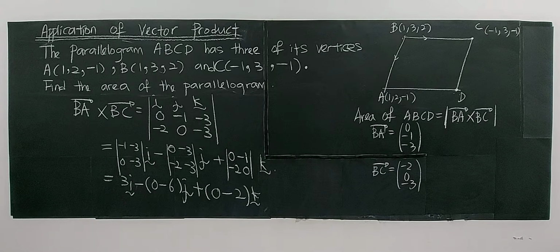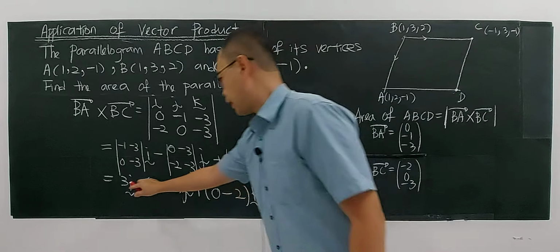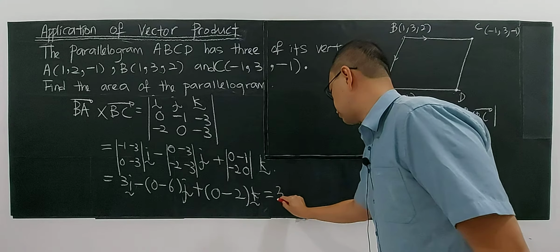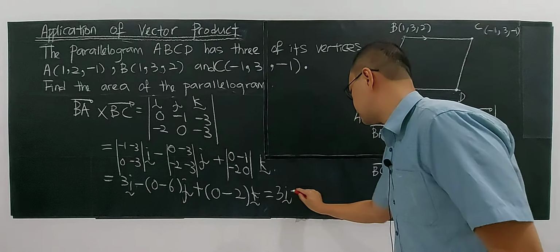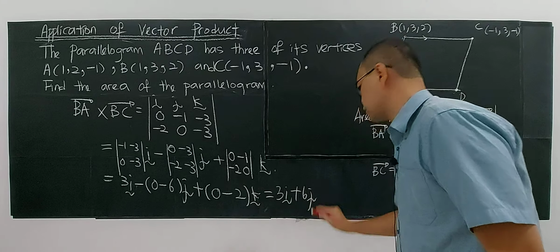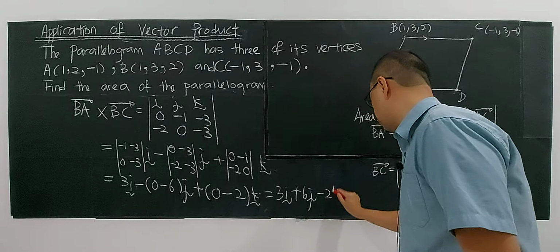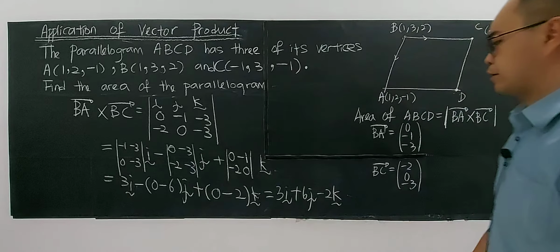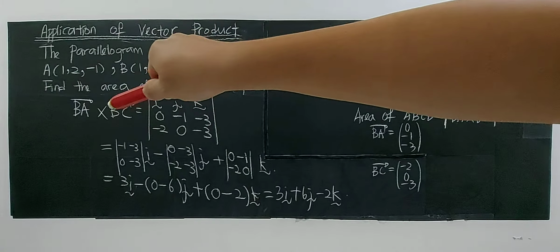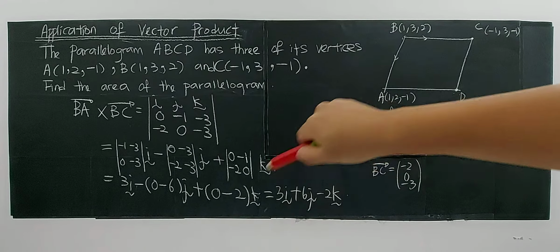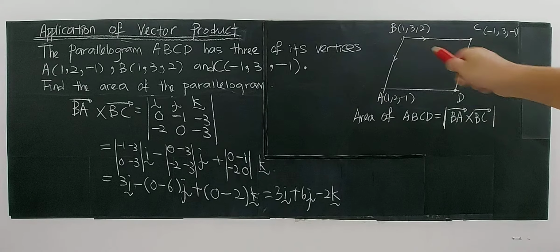Then finally we get a vector, right? Because this is a vector product, we produce another vector: 3i, negative, negative, positive 6j, positive, negative 2k, right? Finally, we have found the vector for BA cross BC, right? This is BA cross BC.